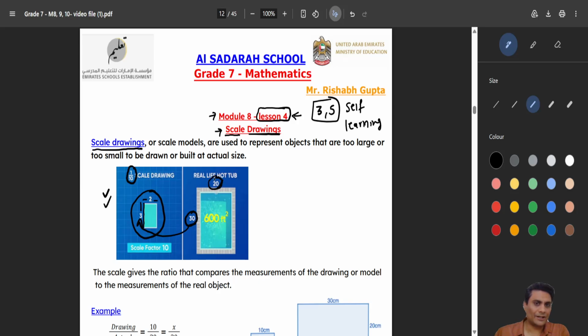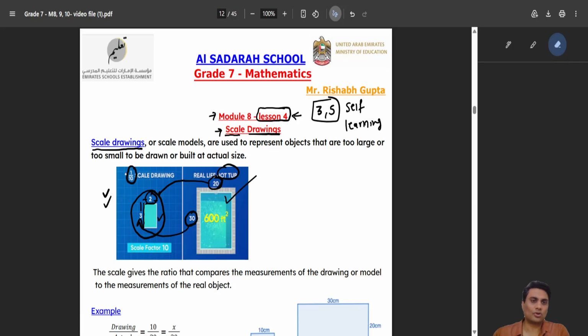Here the actual width of the hot tub basically was how much? 20 feet. So 20 divided by 10 is 2. So this is 2 feet. So this was the bigger object, the real hot tub, and I made a small drawing of it. Okay, so this is scale drawing, when you have big objects and you turn them into small drawings using the scale.